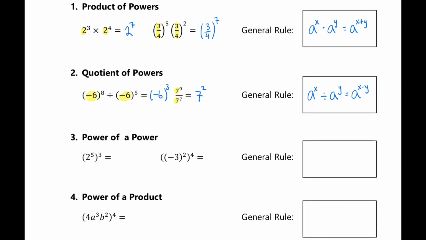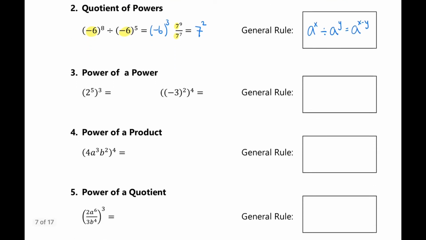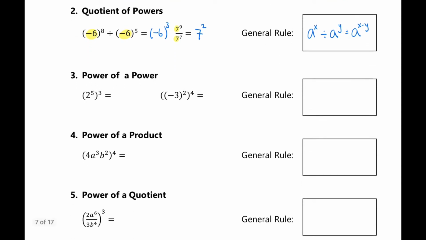Number 3, power of a power. So this time we have a power here, and that power is actually the base of a new power. In this case, we need to multiply the exponents together. So you keep the base as 2, you multiply the exponents, which ends up being 2 to the power of 15.